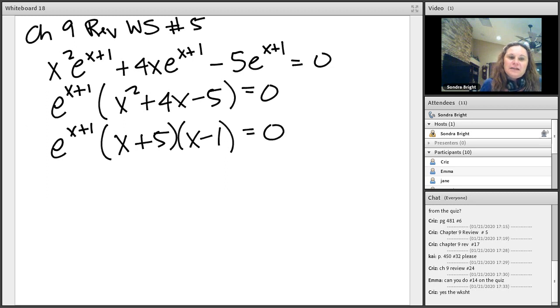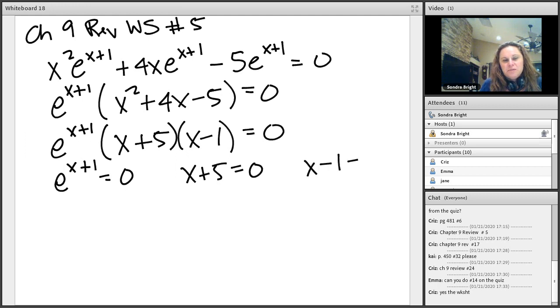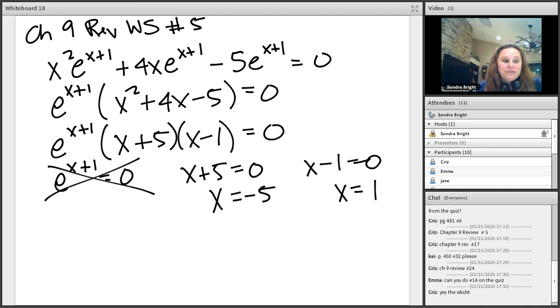You're going to set each factor equal to 0. And x plus 5 equals 0 and x minus 1 equals 0. E to the x plus 1, never going to equal 0. It's just not going to happen. And so that's never. So that gets thrown out. But solving for these guys, x is equal to -5, x is equal to +1. Double check that your answers actually work in the problem. And they end up working. Your answers were -5 and +1.